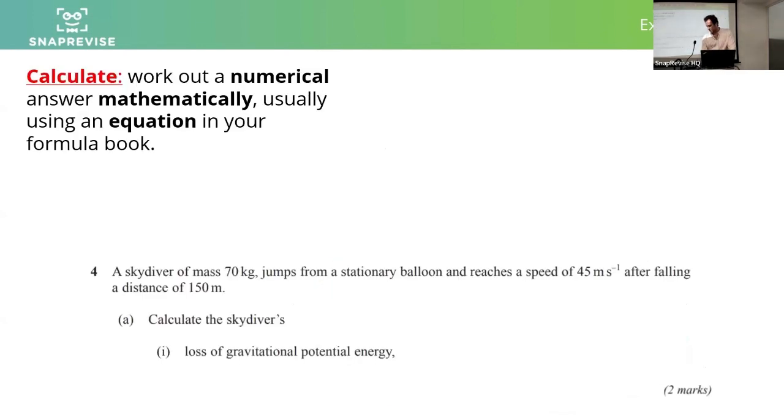Okay, so an example of a calculate question. A skydiver of mass 70 kilos jumps from a stationary balloon, so that implies a little bit of information. Reaches a speed of 45 meters per second after falling a distance of 150 meters. Calculate the skydiver's loss of gravitational potential energy.